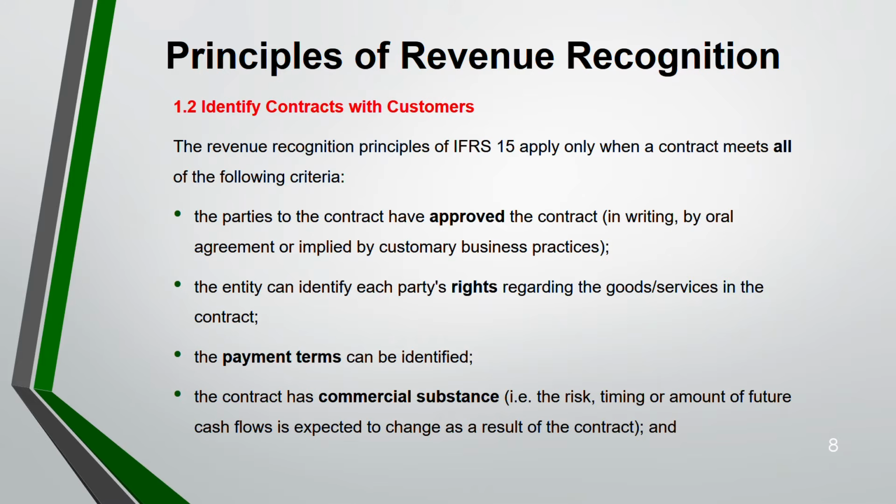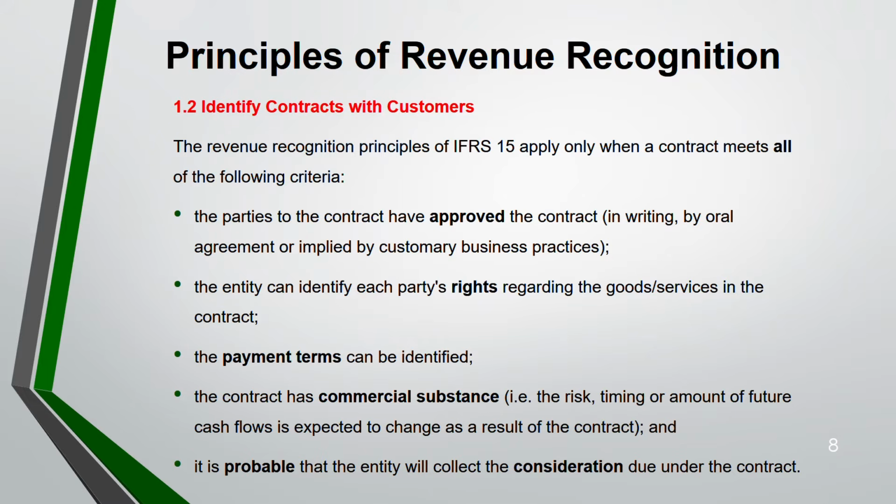Your risk will change, your timing will change, the amount of future cash flow will change. All this has to change. That is the meaning of commercial substance. And it is probable the entity is going to collect the consideration under the contract. So all these 5 points have to be there. Then only you can recognize revenue. If one of the 5 things is absent, you can't recognize revenue.